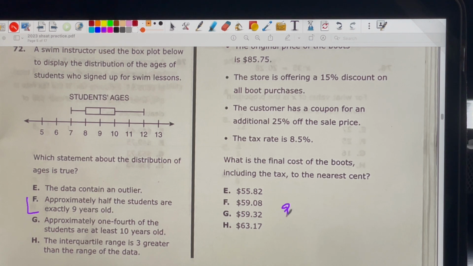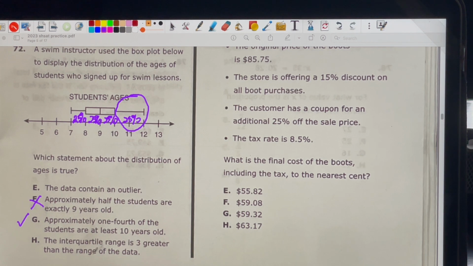We don't know how many kids signed up. We don't know the number of kids signed up. That says 50% of the group that signed up for this are 9. We can't tell. So this is not it. 1/4 of the students are at least 10 years old. At least 10 years old is 10 and greater. And they say 1/4. Remember, a box plot divides our data into 4 groups, quartiles. So this is 25% of my data, this is another 25%, this is 25%, and this is 25%, otherwise known as 1/4. So 1/4 of my students are 10 or older. That is true. So this one works.